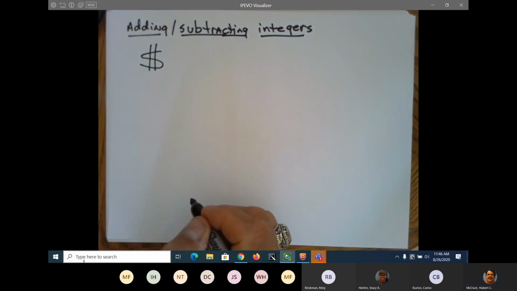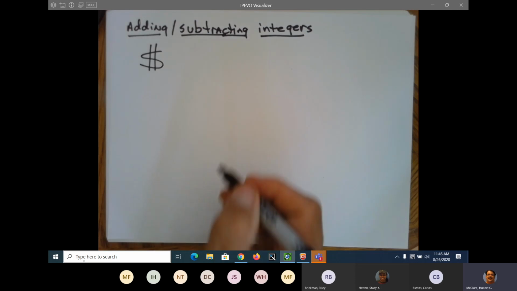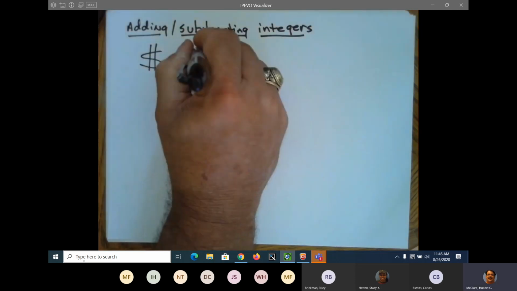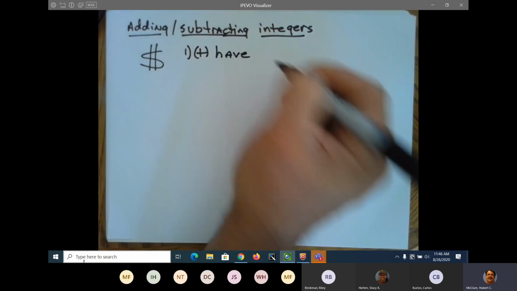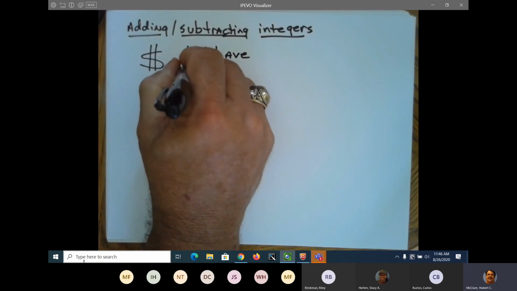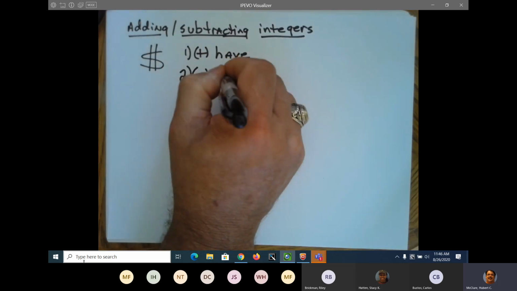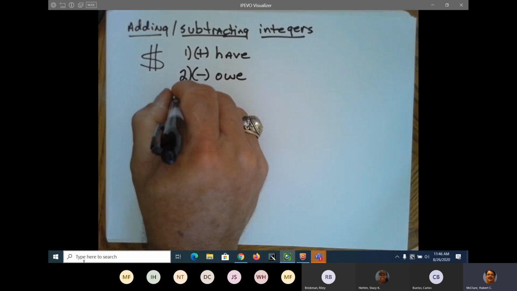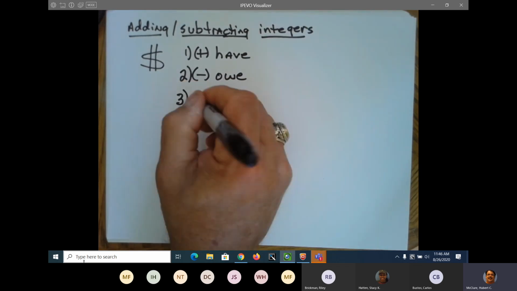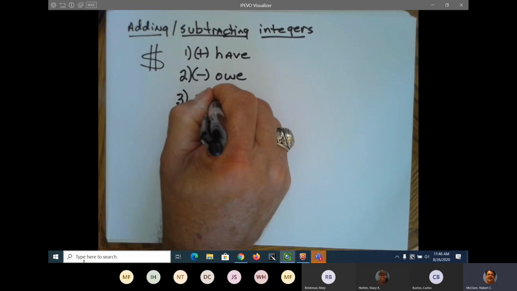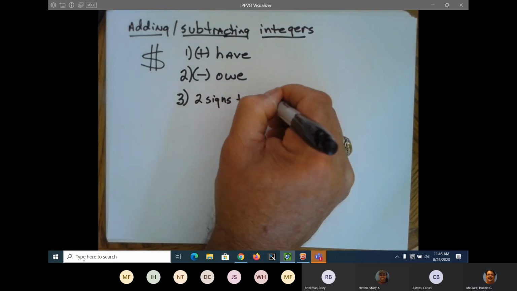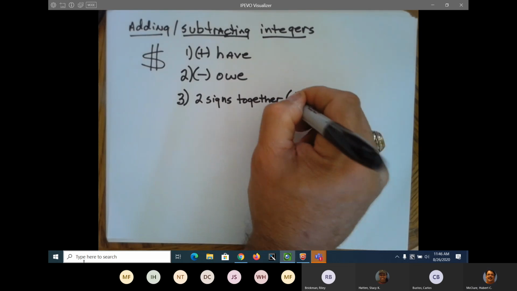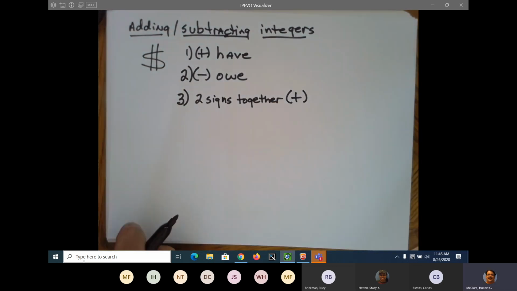money. All you got to remember is 3 rules with money. 1, when you have a plus, that means you have money. When you have a negative, that means you owe money. And when you have 2 signs together, it makes a positive. 2 signs together, and I mean they're right beside each other. That's the 3 rules you have to remember.